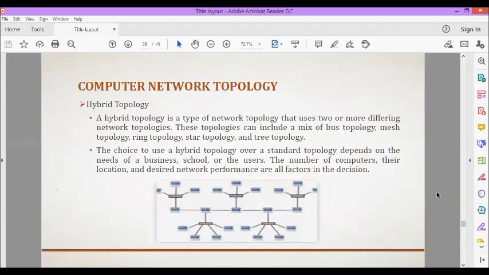Next, we have the hybrid topology. A hybrid topology is a type of network topology that uses two or more differing network topologies. These topologies can include a mix of bus, mesh, ring, star, or tree topology. So the choice to use a hybrid topology over a standard topology depends on the needs of a business, a school, or the users. The number of computers, their location, and desired network performance are all factors in the decision.